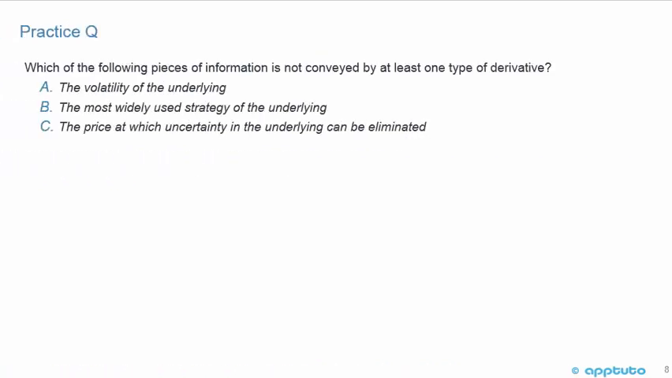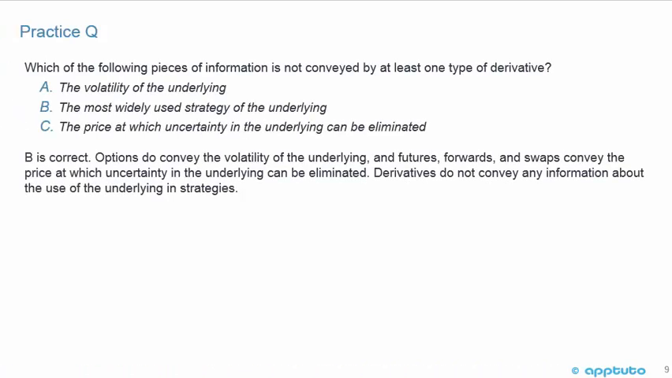Another quick practice question. Which of the following pieces of information is not conveyed by at least one type of derivative? A, the volatility of the underlying. B, the most widely used strategy of the underlying. Or C, the price at which uncertainty in the underlying can be eliminated. I don't think that question was too difficult.